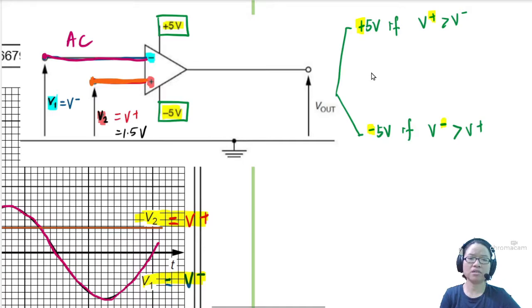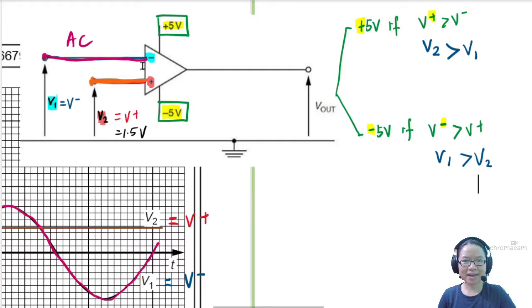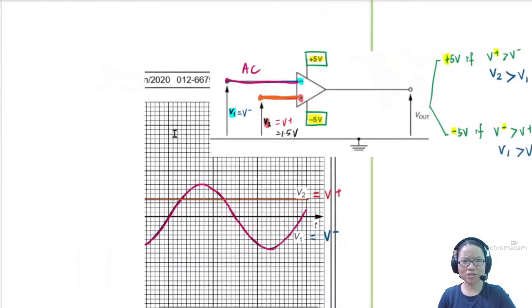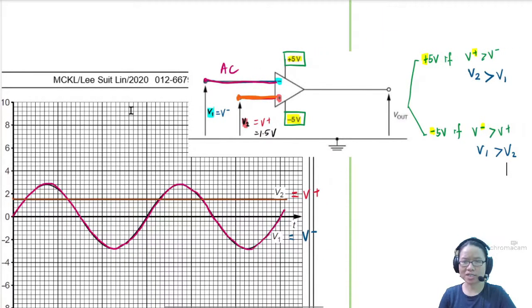So because of this, I guess I could write V plus is V2. So we want V2 to be bigger than V1. And for this one, we will want V1 to be bigger than V2. We can tell from the graph, of course. Why did we draw the graph in the first place? Why did I so painstakingly trace it out?